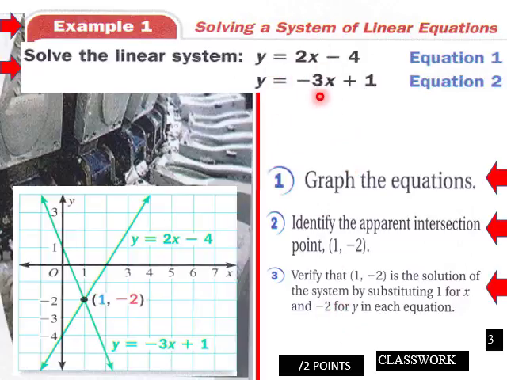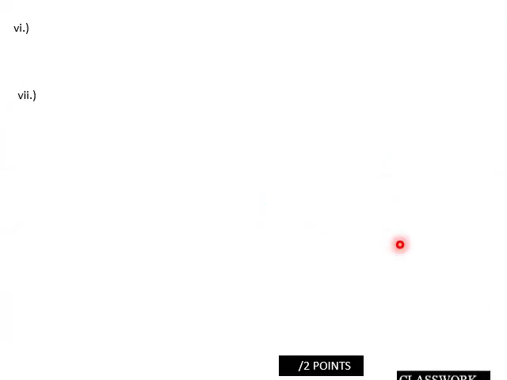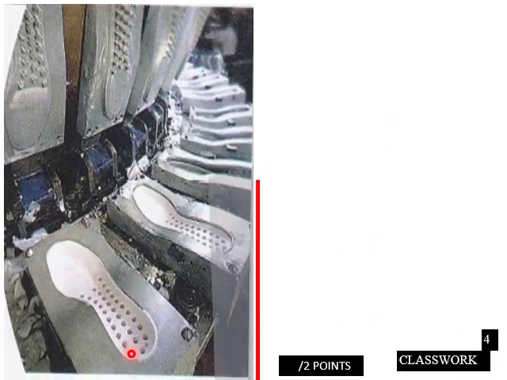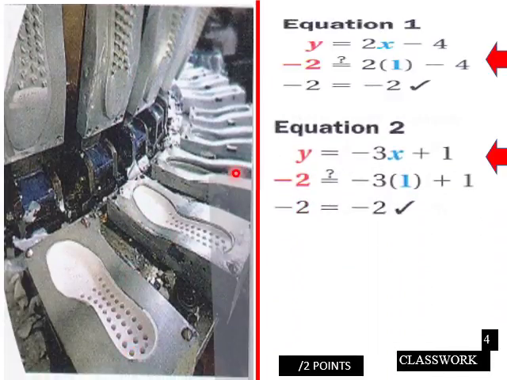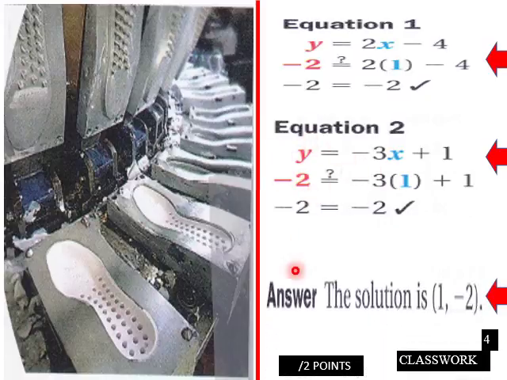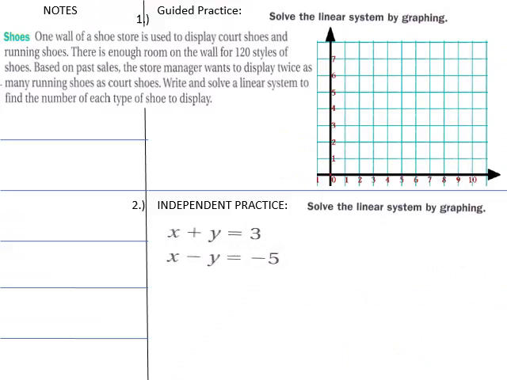That would be the way to check it algebraically, is to substitute the values into each equation and see if they equal each other. So -2, -2, so they do. So when x equals 1, y equals -2 would be the reasoning behind that. So the solution would be 1, -2.